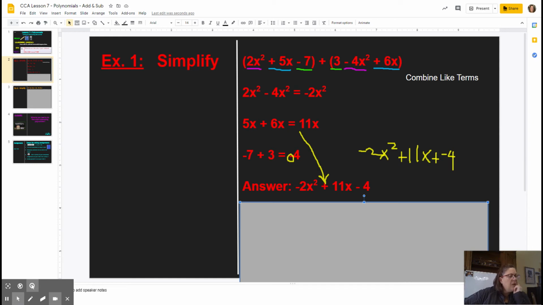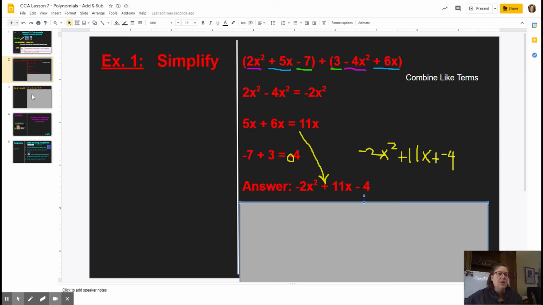And I believe last week somebody asked, what order do we write? Does the order that you write them in matter? Not necessarily, but it's a common strategy, isn't the right word. It's like algebra etiquette, I guess. Putting them in descending order by the exponents. That's why you see mine as negative 2x squared plus 11x minus 4.